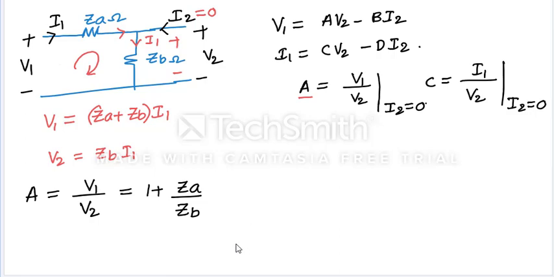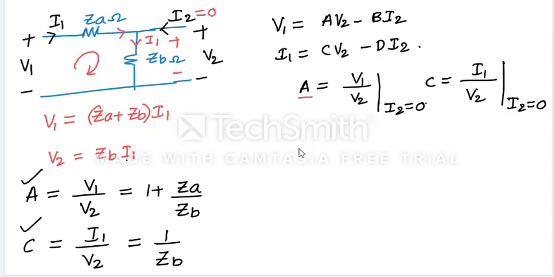Next, we got A, and C is given as I1 by V2, which is 1 by ZB. So we got A, and we got C. Next we will get B and D.